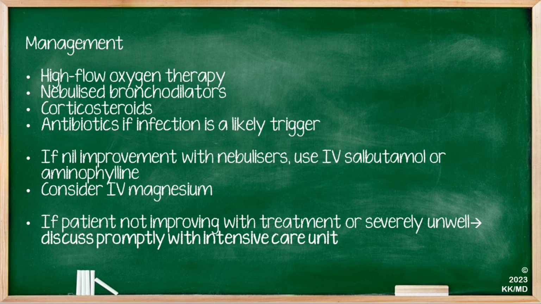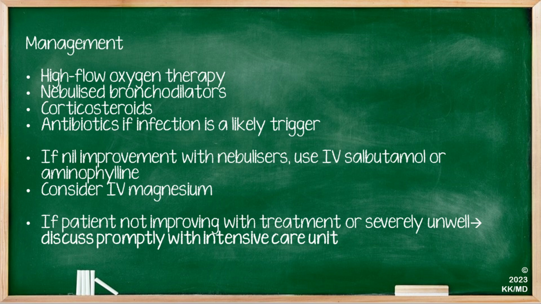If there is no improvement with nebulized or IV salbutamol or aminophylline, then another good drug to consider would be IV magnesium. This is normally given at a dose of 2 to 4 milligrams intravenously. And if the patient is still not improving despite these treatments, then by definition, they are acutely unwell and they would be in the category of either life-threatening or severe asthma. And then prompt discussion with the intensive care unit would be indicated.